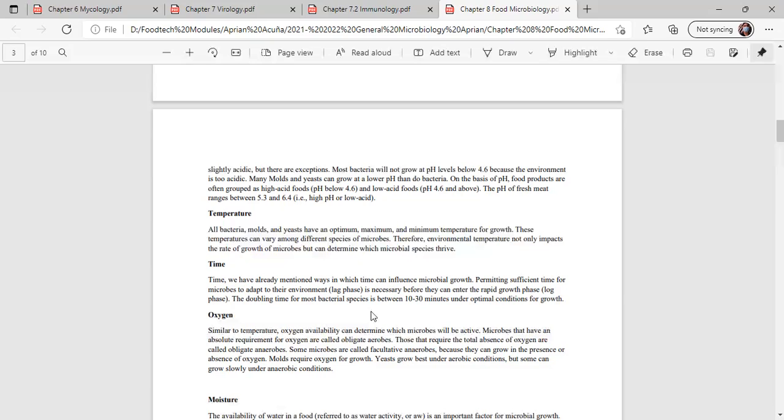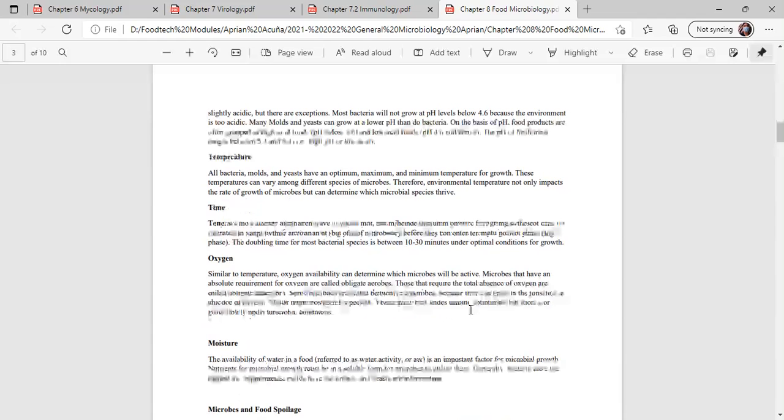Now, for time, we have already mentioned the ways in which time can influence microbial growth, permitting sufficient time for microbes to adapt to their environment, which is the lag phase, at the start of multiplication. The lag phase is necessary before they can enter rapid growth, which is the log phase. The doubling time for most bacterial species is between 10 to 30 minutes under optimal conditions for growth. Optimal is the best growing condition for your microorganism.